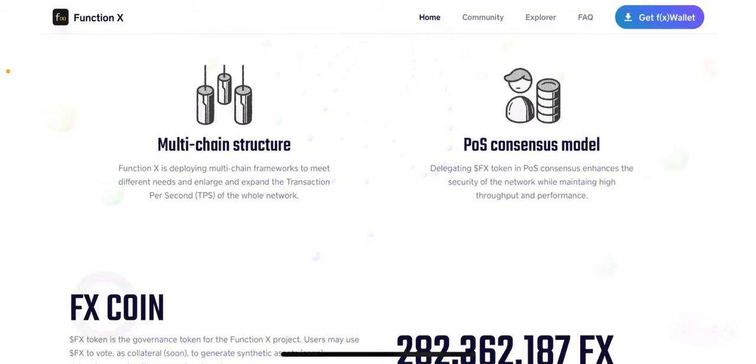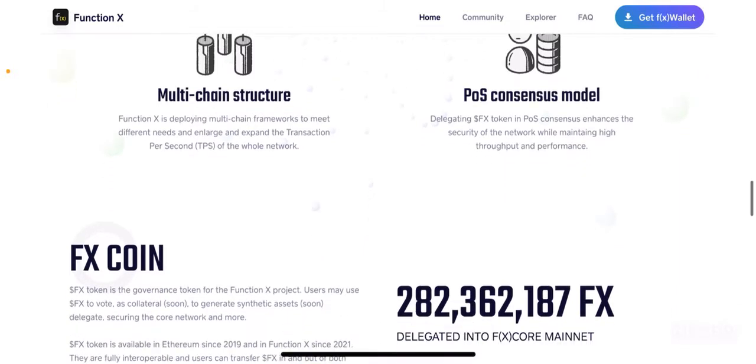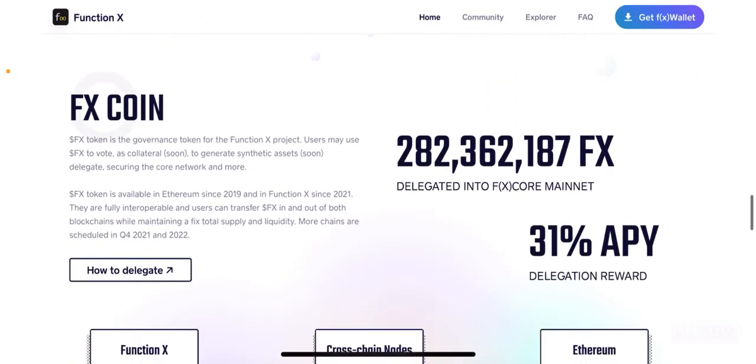Proof of stake consensus model: delegating FX tokens in proof of stake consensus enhances the security of the network while maintaining high throughput and performance. Again, it's obvious that they're using a proof of stake kind of mechanism, because there's a staking function to their token, and it makes it an extremely high-performing blockchain which can process high throughputs, right? So those are some of the key functionalities of FunctionX.